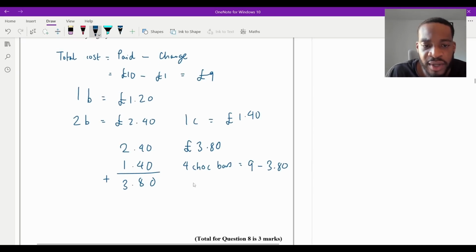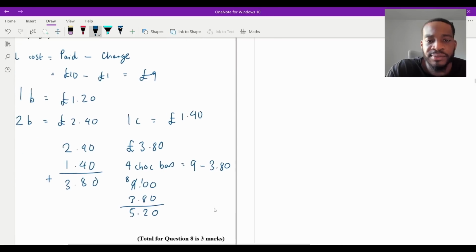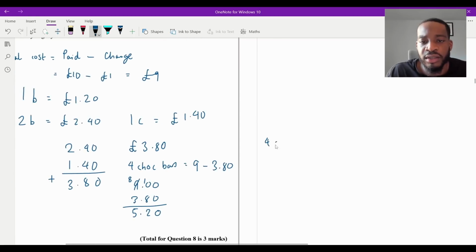So that would be, I'll do it here, 9.00 take away 3.80. That is 0, that's fine. I need to borrow 1 from there, so it's going to be 8. It's going to be a 1. 10 take away 8 is 2. 8 take away 3 is 5. So the 4 chocolate bars cost 5.20. So I'm going to write this here. So the 4 chocolate bars is equal to 5.20.